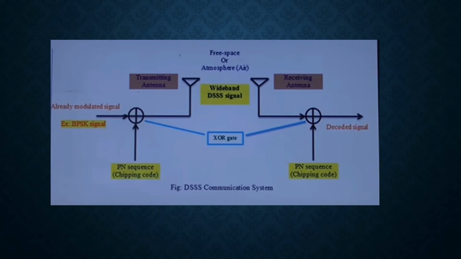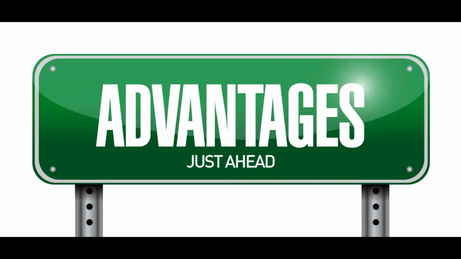Here the transmitting antenna is an interface between the transmitter and free space to transmit radio signals. Note that the effective modulation increases the bandwidth of the signal. Here the narrowband signal is converted to a wideband signal by combining it with the PN sequence, also called a chipping code, and the reverse process takes place at the receiving end of the communication system. The receiving antenna is used to receive radio signals. Here the second-time modulated signal is wideband.